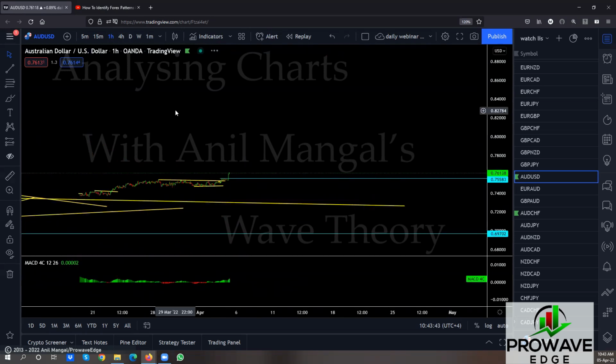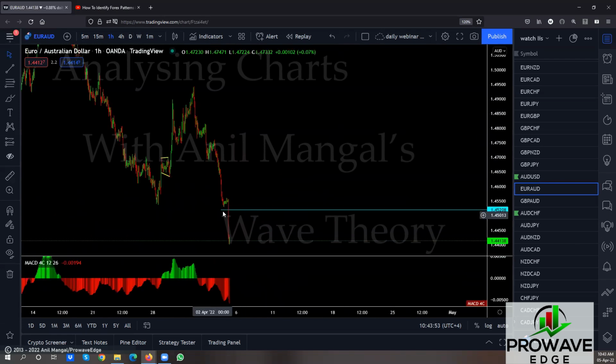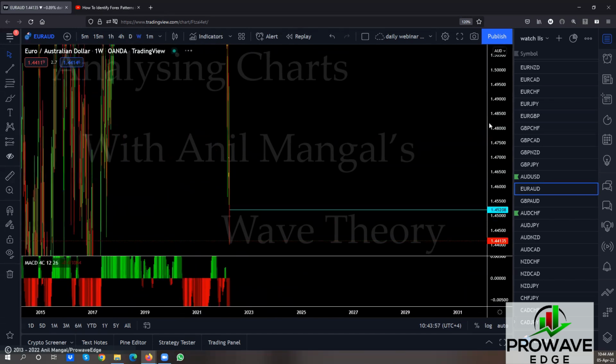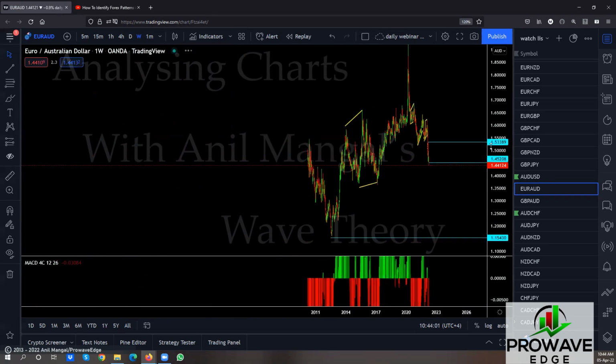I want to update all the pairs for you guys, so I'm going to go through very quick on all the Aussie pairs. Euro Aus, this is a trade we also took this morning, going very well. This trade we took, it's going very well. Big picture of this one is this pattern.